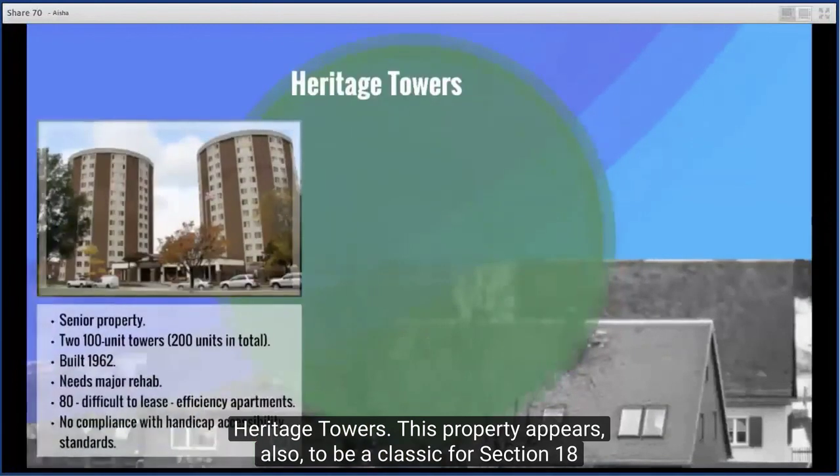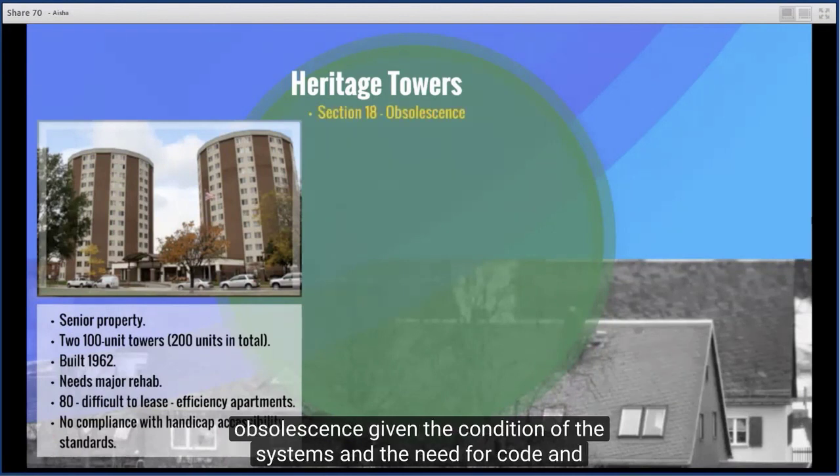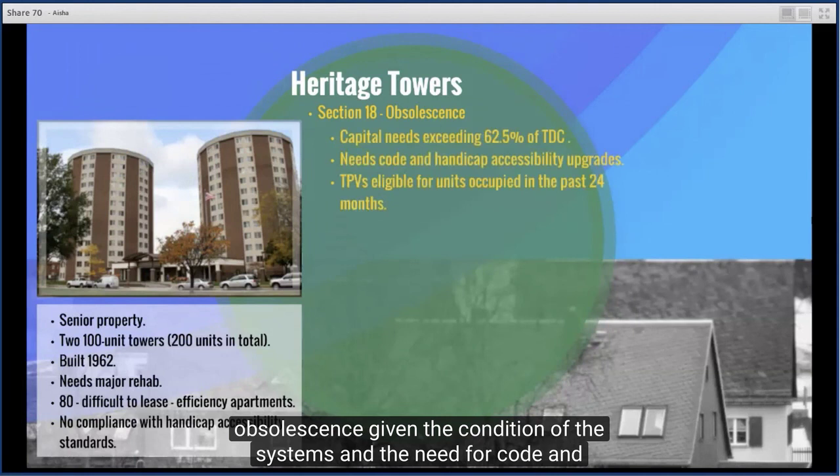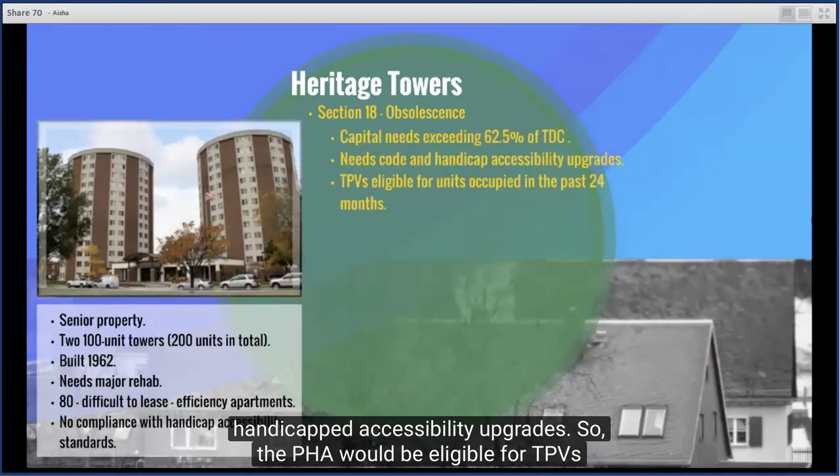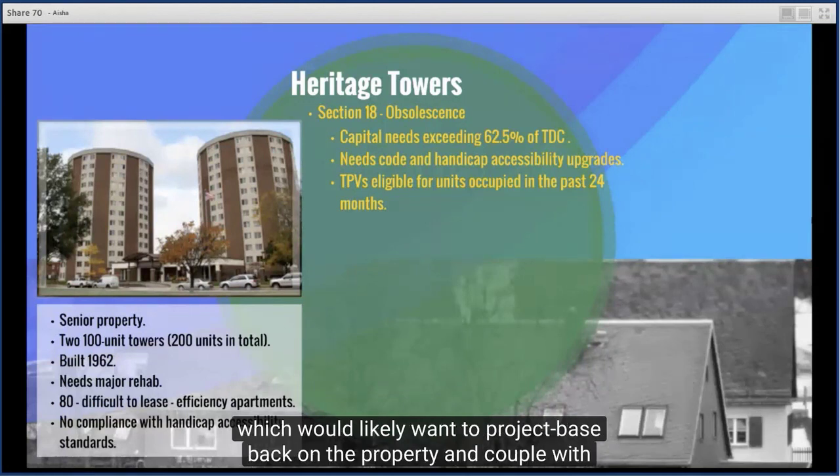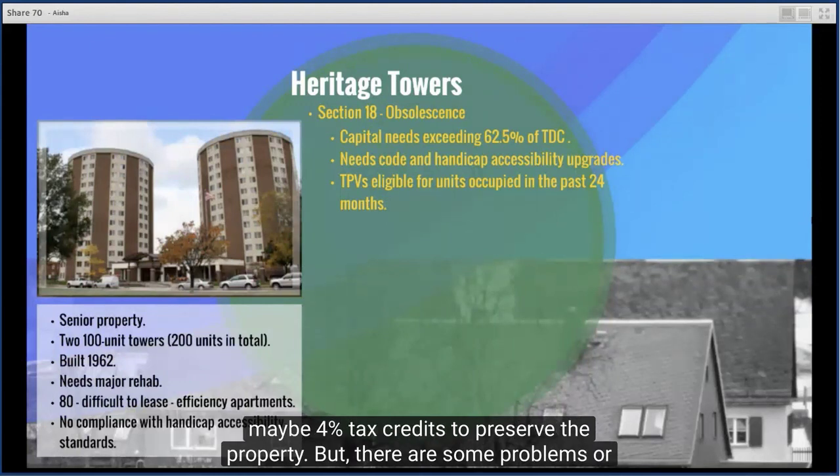Heritage Towers. This property appears also to be a classic for Section 18 obsolescence, given the condition of the systems and the need for code and handicap accessibility upgrades. So the PHA would be eligible for TPVs, which it would likely want to project-base back on the property and couple with maybe 4% tax credits to preserve the property. But there are some problems or considerations.